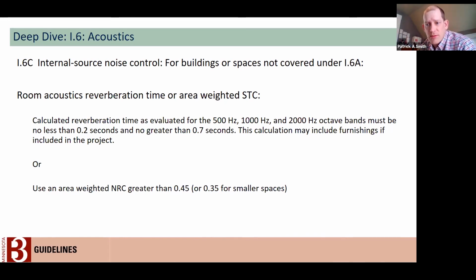We are using a reverb time, and then if you're getting a larger space and it's more difficult to hit the reverb time, the backstop there is likely where the NRC, the area weighted NRC comes into calculation. So that's just looking at what is the NRC of each individual material in the space, and then weighting that by area and getting above a 0.45, or 0.35 if it's a smaller space.